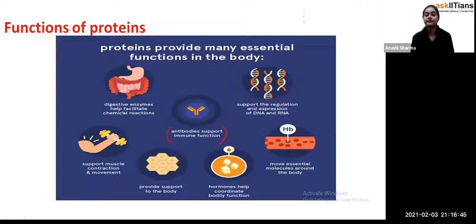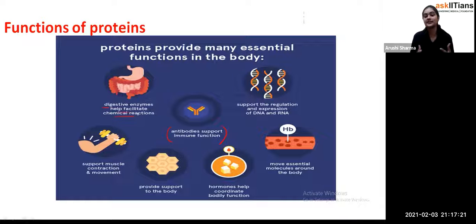Second, digestive enzymes help facilitate chemical reactions. Due to protein, the digestion will also improve, right? So your whole body is going to feel relieved. See, student, if someone is having digestion problems, maybe you have seen that they are not very relaxed all the time because of indigestion. But if you are consuming a good amount of protein, your immune system is good and your digestion process is also good, so your body is getting fit.